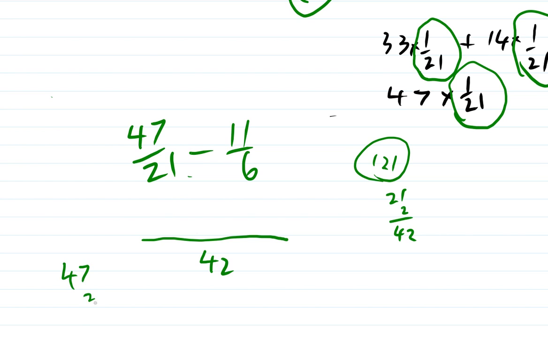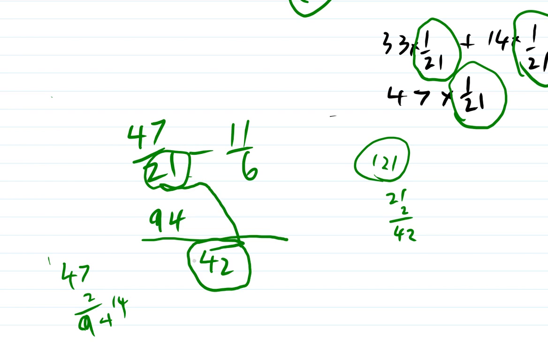So it's 47. Multiply by 2, 2 times 7 is 14, bring down the 4. Carry 1, 2 4s are 8 and 1 is 9. So you have 94 here. Did you see that? You said 21 divided into 42 goes 2 times. 2 multiplied by 47, you have 94. That's the algorithm we usually use. So it's 94.